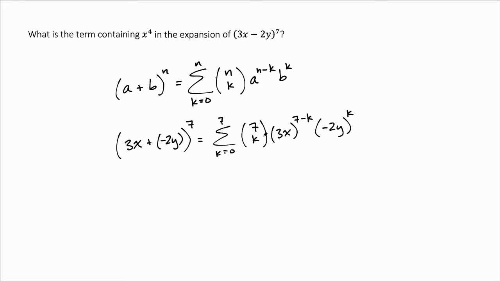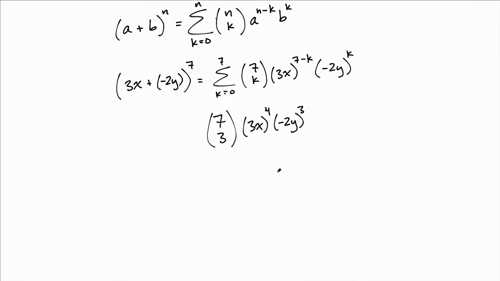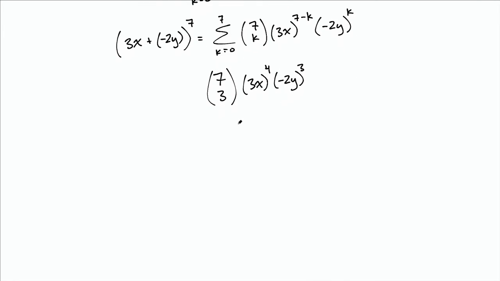And now, again, I'm just looking at the individual terms. I'm looking for a term that has x to the 4. So if I want x to the 4, what I do have is x to the 7 minus k, and that helps me determine the k that I need. If 7 minus k needs to be 4, then k needs to be 3. So I know that I'm looking at k equals 3. So my term is 7 choose 3, times 3x to the 4, times negative 2y to the k, which is 3. So this is the term in this expansion that has the x to the 4 in it. Now it's a matter of actually computing all of this.